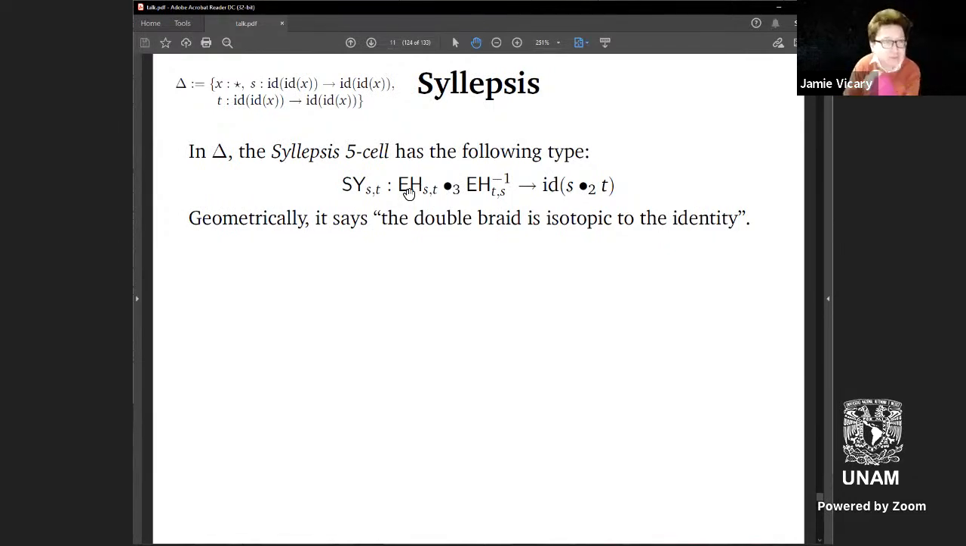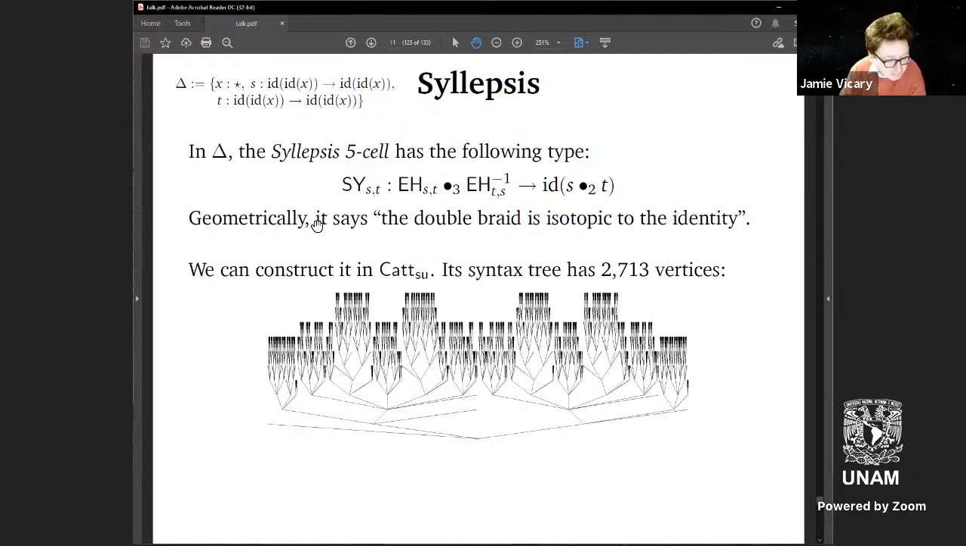This is the source of symmetry in symmetric model categories, right? A symmetric model category is a 4-category with 1 0-cell, 1 1-cell, and 1 2-cell. For this reason, because the braiding collapses. And we can formalize this in Catt-SU. Its syntax tree has got about 2,000 vertices.